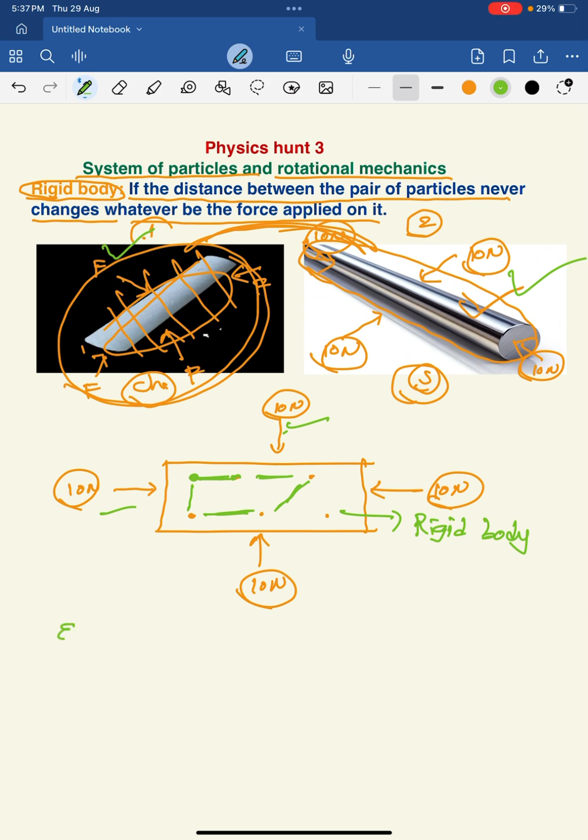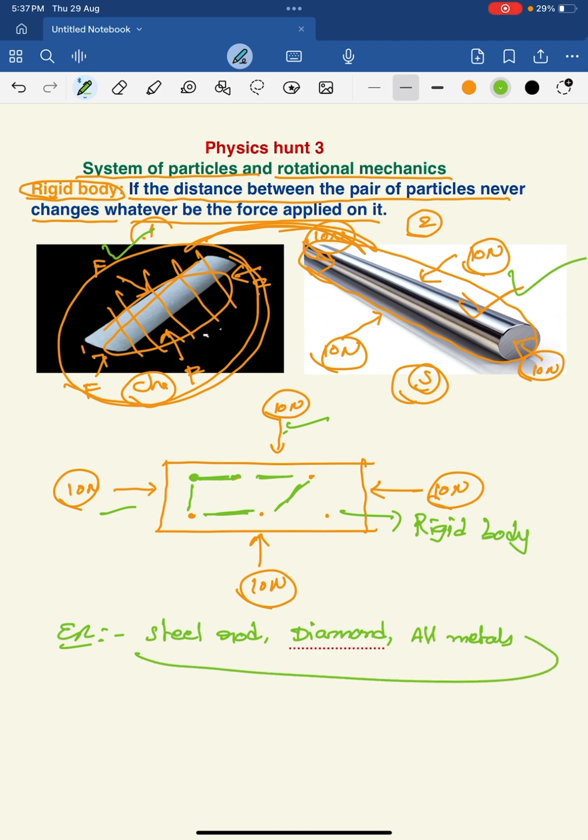Okay, so the best examples are steel rod, diamond, all metals. These are the best examples of a rigid body.